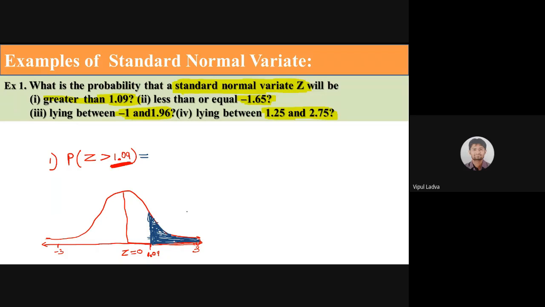Quickly, we are waiting. Okay, will someone else tell me? Okay, someone is coming. We'll take his help in the next example. Yes, who will help me? How will I find the probability that Z is greater than 1.09?